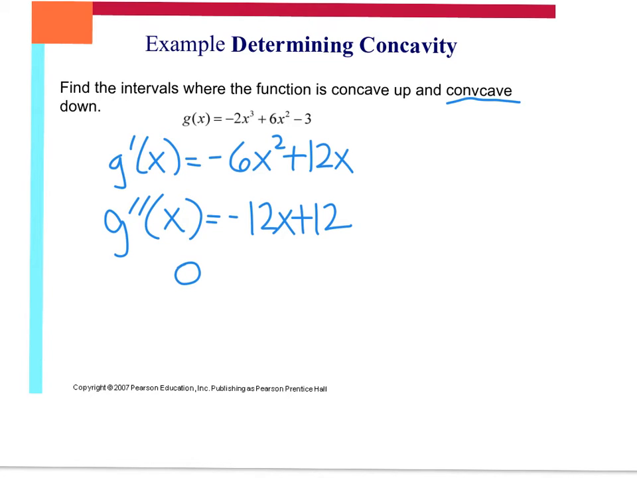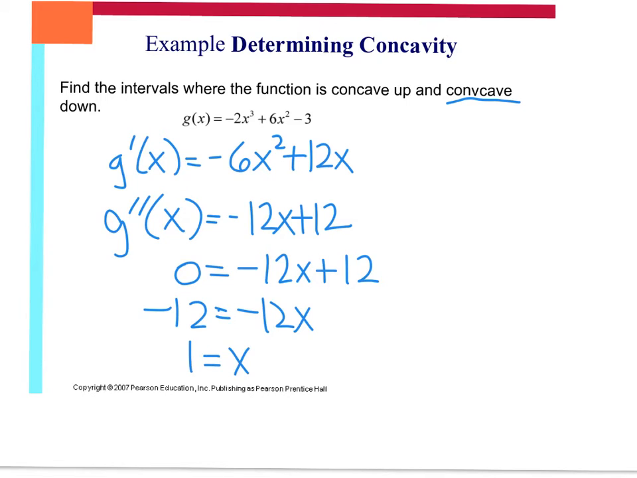So again, I'm going to set negative 12x plus 12 equal to 0, because this is where I can identify where this function changes signs, right? Because we want to know when the second derivative is positive or negative. Divide by negative 12, x equals 1. So this is my critical point for the second derivative. Now I'm going to make a sign chart, but again, always label those sign charts because you get confused.